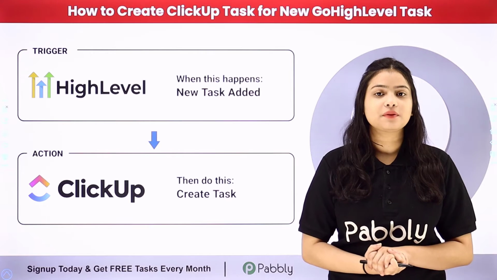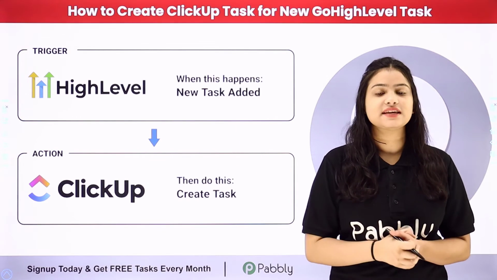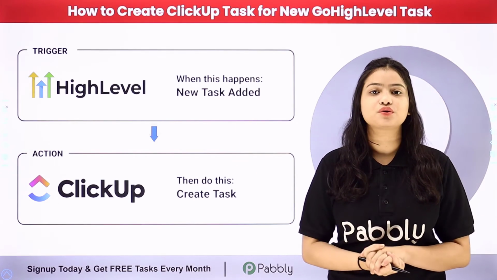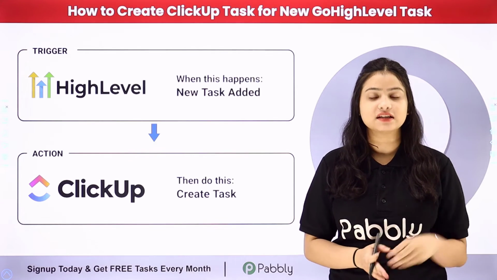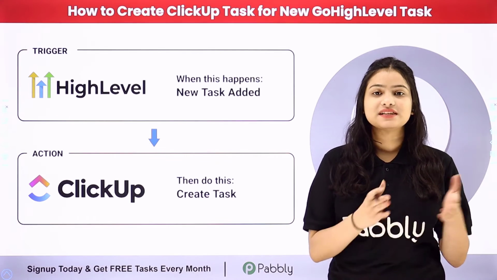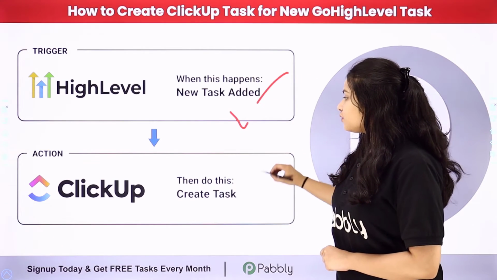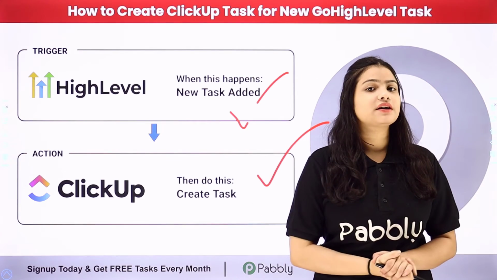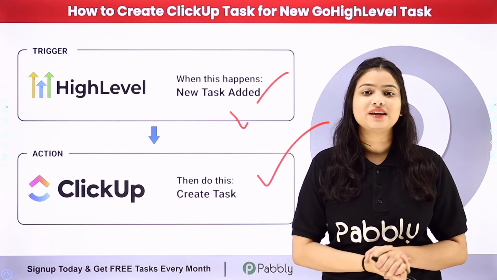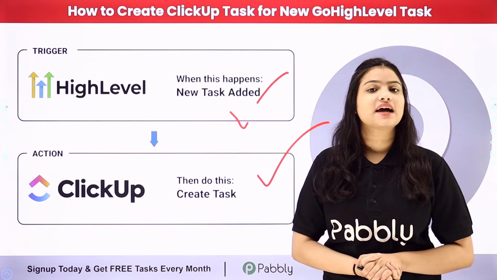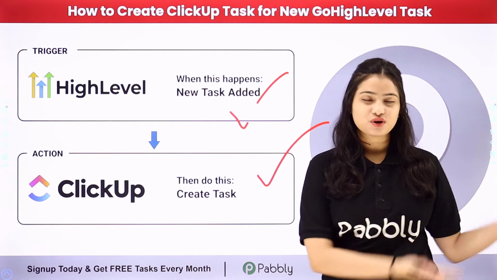For this, we will have to set up a connection between these two applications, and that we are going to do without any coding or programming skills with the help of Pabbly Connect. Pabbly Connect works on two principles: trigger and action. In trigger we are going to take GoHighLevel, and in action we are going to take ClickUp, and we are going to set up a connection between these two applications to automate this entire process. And to learn this entire automation step by step, let me take you all to my screen.